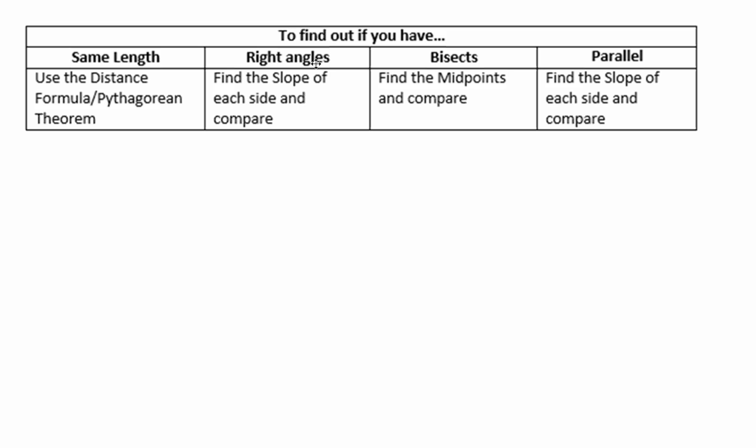How are you going to tell if you have angles equal? Well, let's find the slope and compare and see if we have perpendicular lines. Perpendicular lines meet at a 90-degree angle. How do I know if I have a midpoint or if I'm bisecting? Look at the midpoints of your lines. If your diagonals have the same midpoint, you have bisecting diagonals. And how do you tell if you have parallel lines? You're going to find the slope. So in each of these cases, we're either using the distance formula, looking at slope, which is always handy to find, or looking at the midpoints.